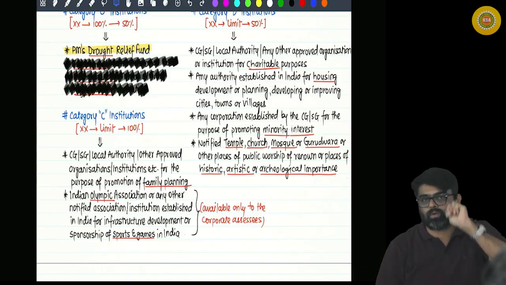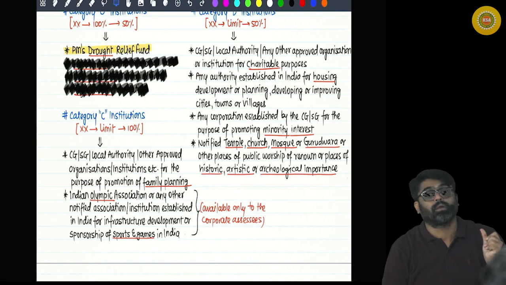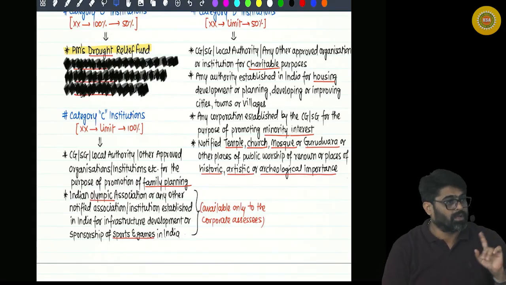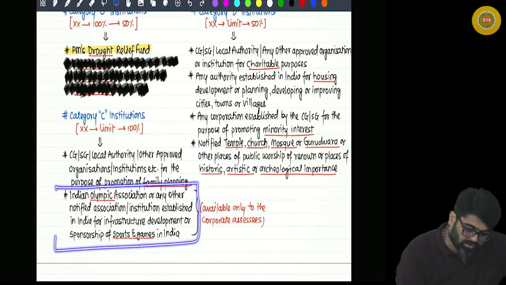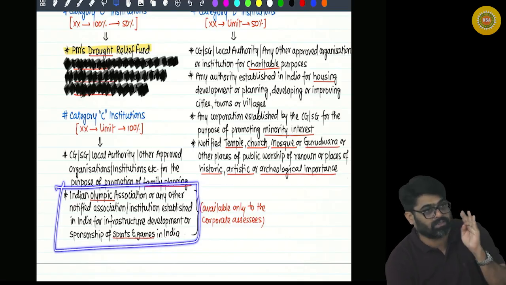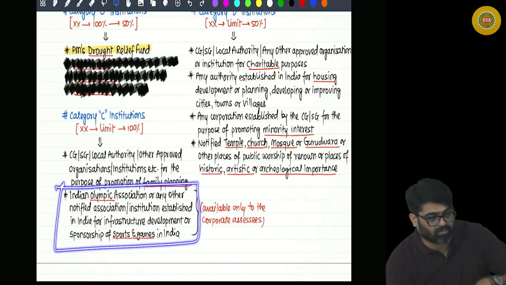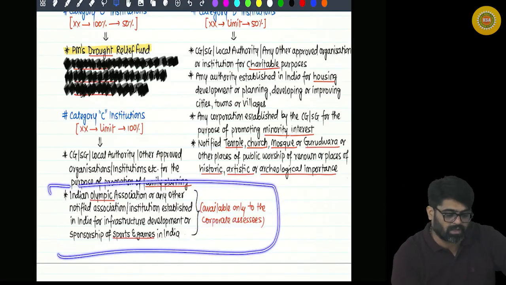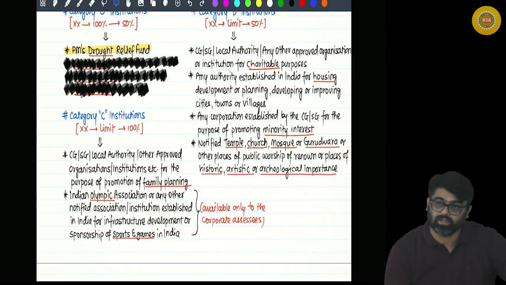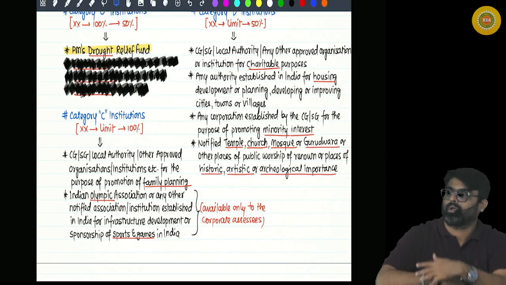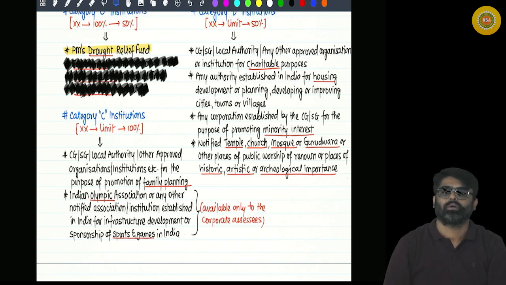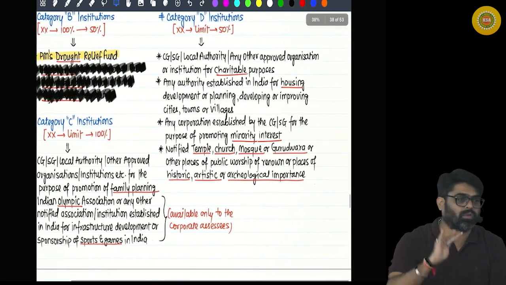So in category C, remember only two things: family planning, and second, Indian Olympic Association or other sports bodies. But remember, for donations to the Indian Olympic Association or other sports bodies, the deduction is available only to company assessees, corporate assessees. This donation is not available to normal assessees. So in category C, especially for individuals, we have to remember only one point: family planning.